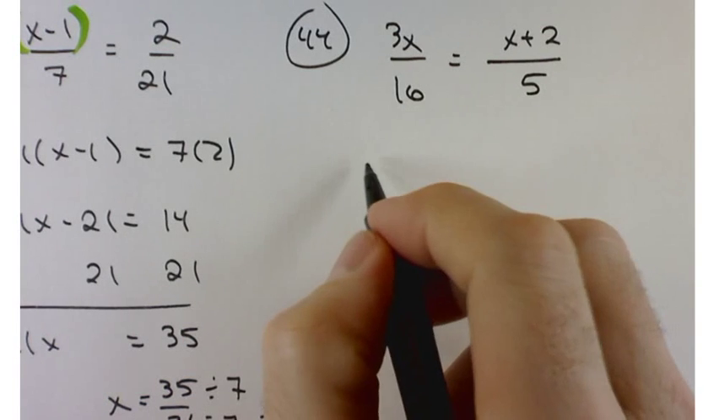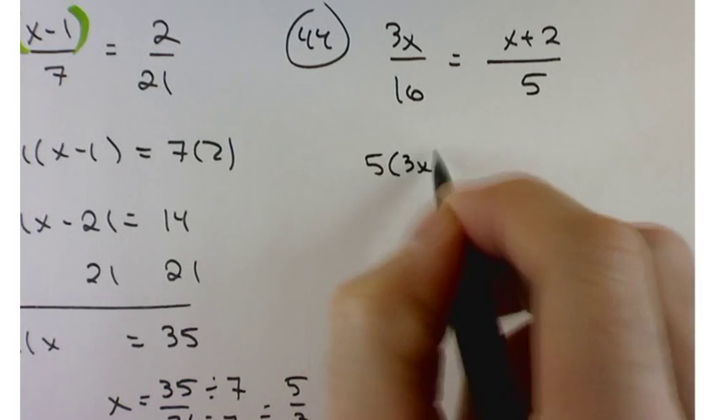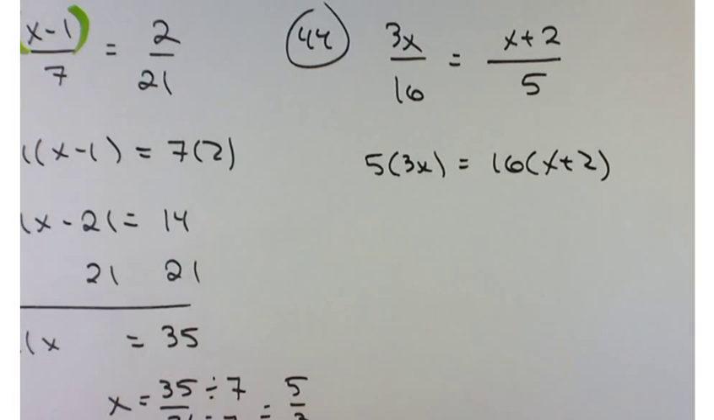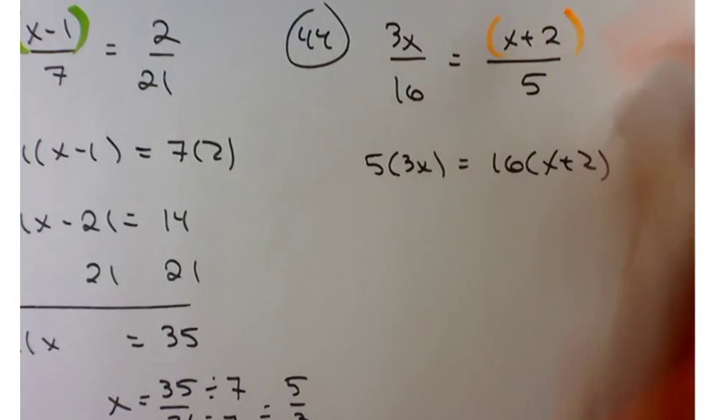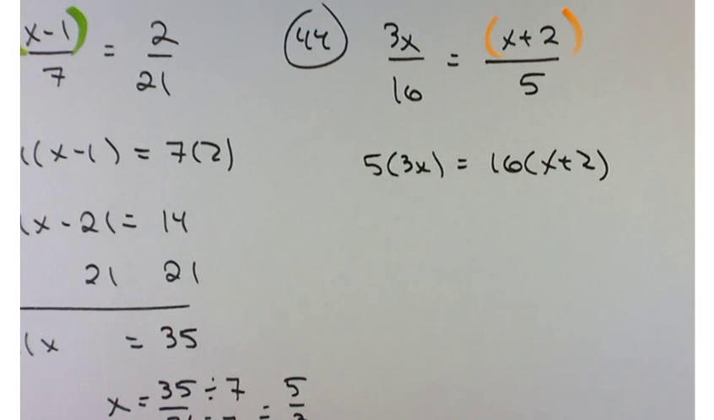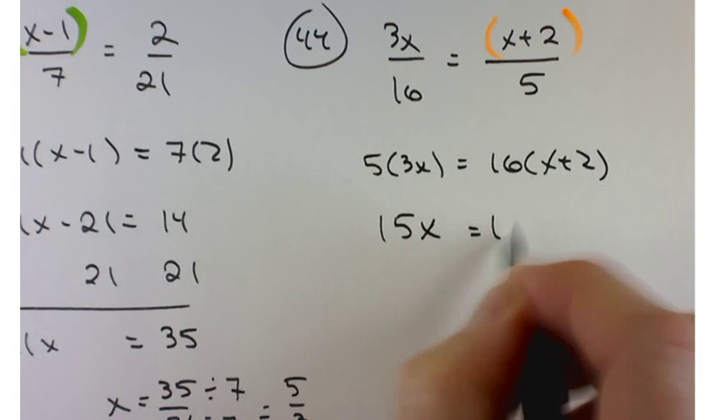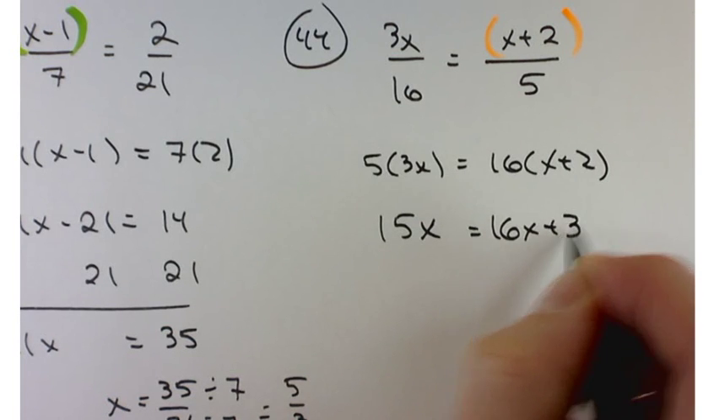So if we cross multiply, it's going to be 5 times 3x equals 16 times x plus 2. And again, maybe you want to put parentheses around this, so that you make sure you distribute the 16 to both terms. 15x equals 16x plus 32.